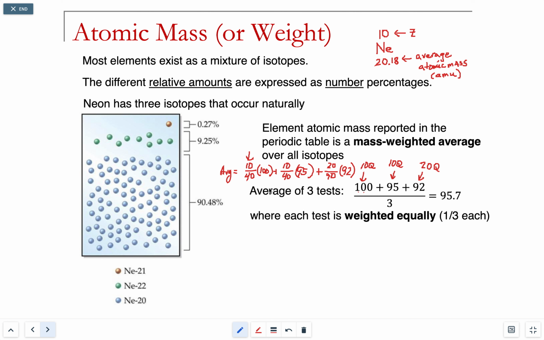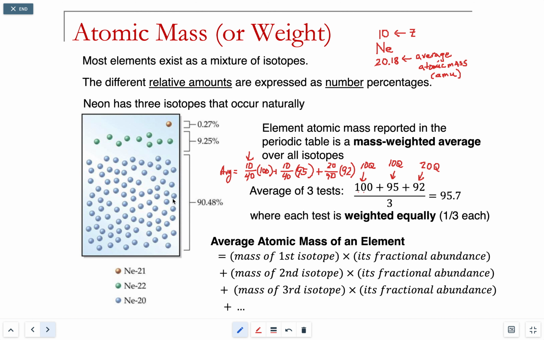Let's look at how we can use these weighting factors to look at a mass-weighted average. Well, now, the way we would calculate the average atomic mass here is take the mass, say, of neon 20, and multiply by something called its fractional abundance. Well, what is that? Well, it's how often you find it in the sample. This is its fractional abundance, 90.48%.